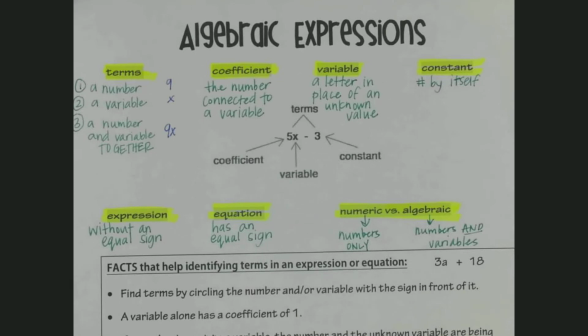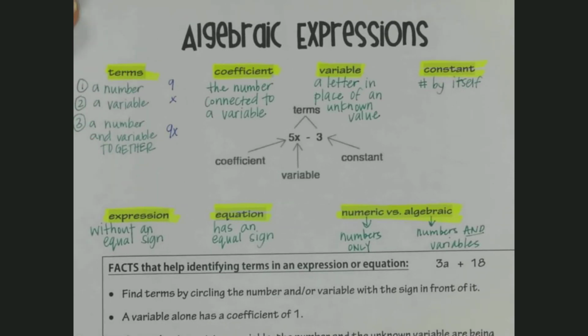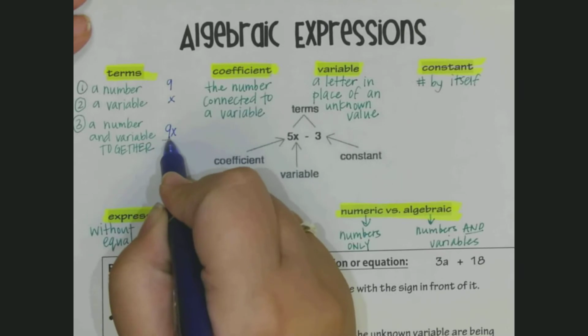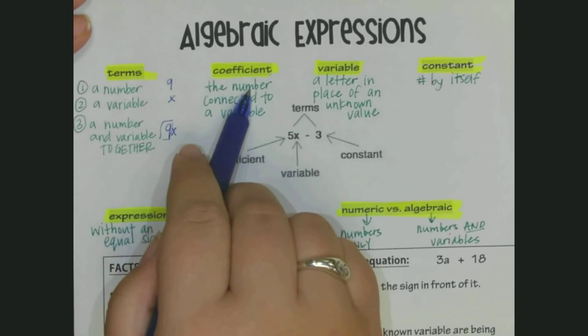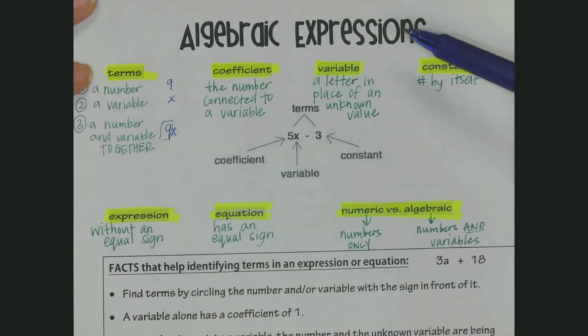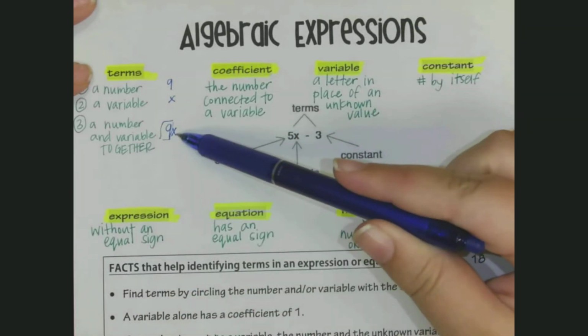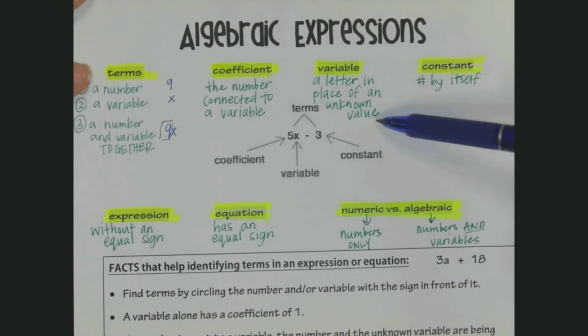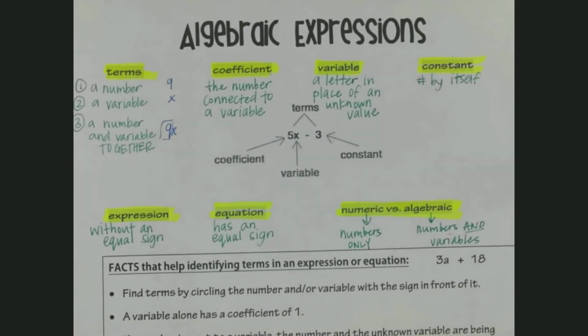So that's a term. The second one is a coefficient. And a coefficient is the number that's connected to a variable. So like I just wrote 9x over here, 9 is the coefficient because it's that number that's connected to the variable. Alright, and then the variable is the letter in place of an unknown value. That's when we aren't sure what it equals yet. We're solving for that. We don't know what it is, so it's called a variable. It's going to depend, okay?